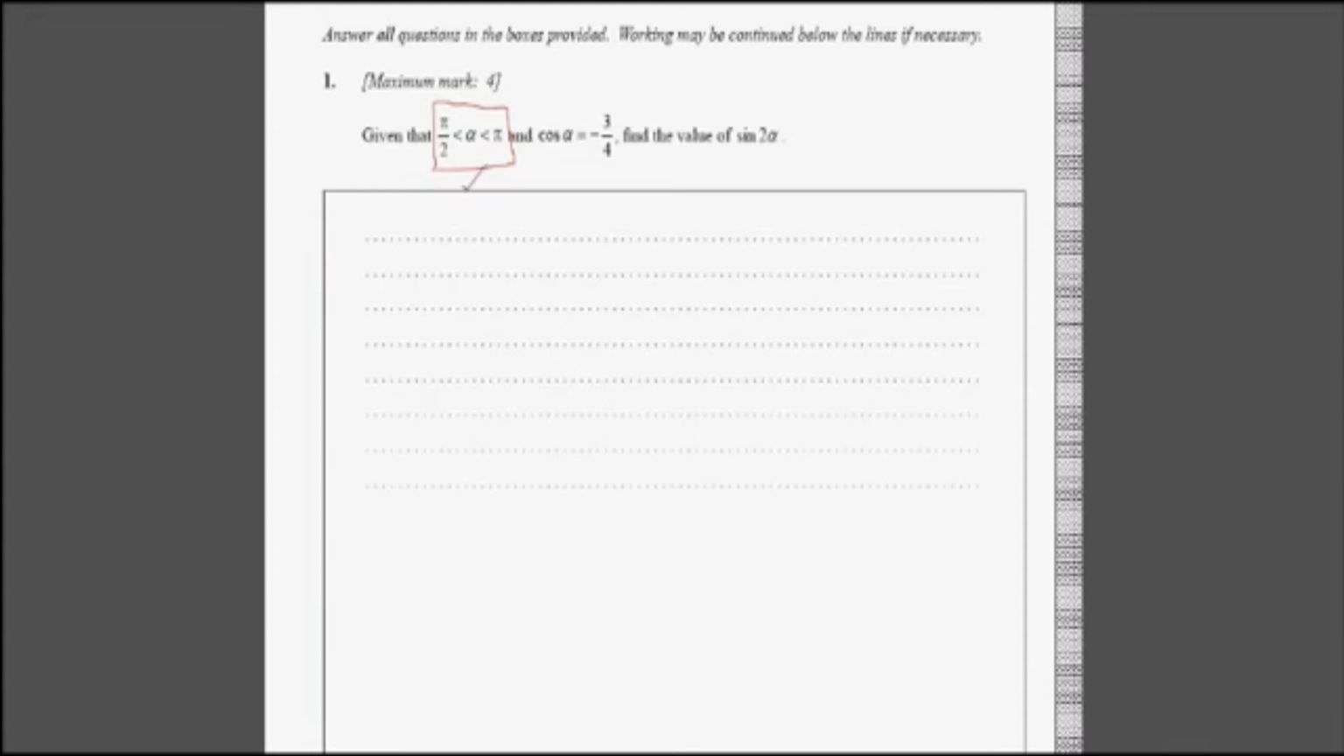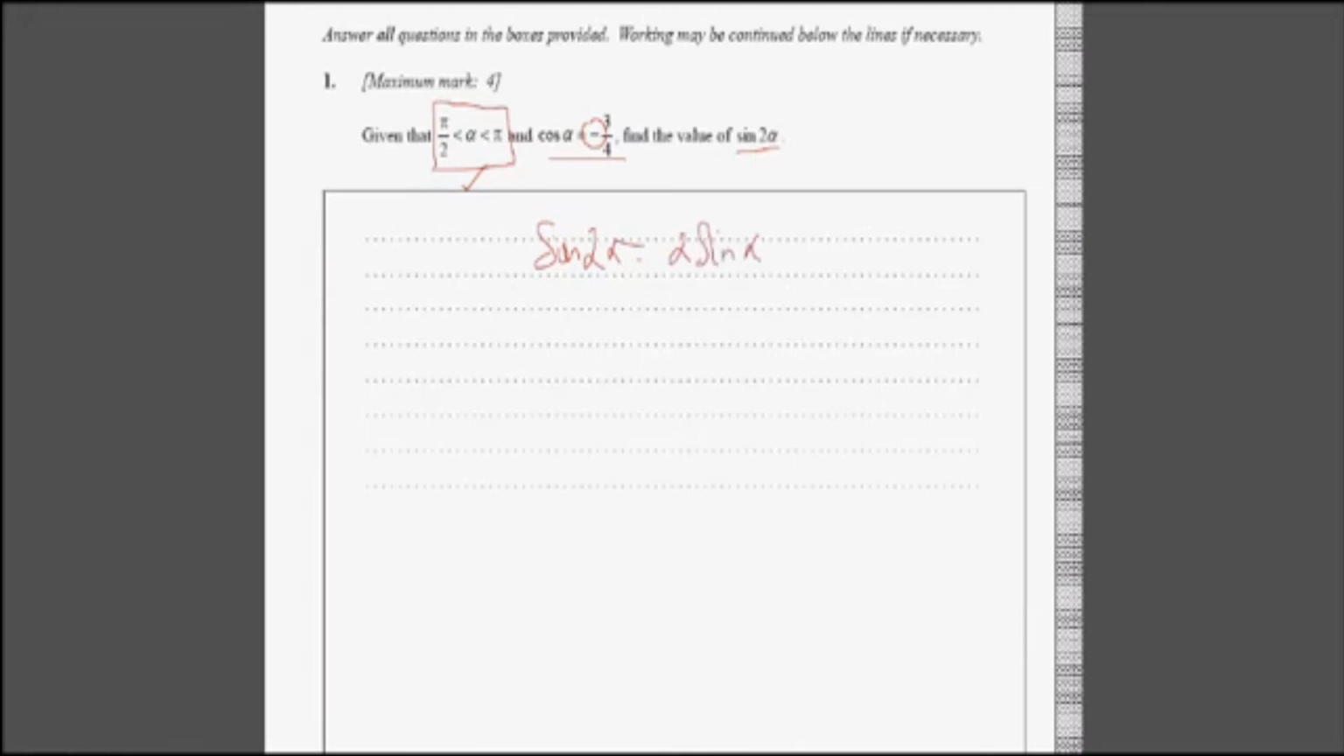Alpha is between pi over 2 and pi. Very important. Keep it in mind. And you are given cos alpha negative. So that is another information given in the question. Very important information. And then now what you are supposed to do, sine 2 alpha. So you start writing what is sine 2 alpha, and then you will know what you need to know.